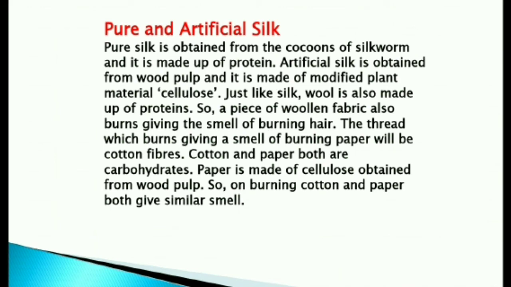Pure and artificial silk. Pure silk is obtained from the cocoons of silkworm and it is made up of a protein. Artificial silk is obtained from wood pulp and it is made up of modified plant material cellulose.